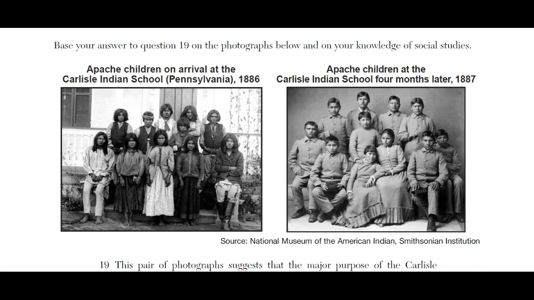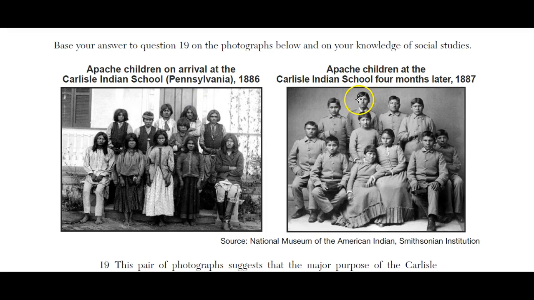19. Apache children on arrival at Carlisle Indian School, Pennsylvania. The Carlisle Indian School is one of the famous Indian schools set up specifically for Native Americans. 1886. So we see them, and as you can see, they've got those really boss haircuts there, right? Long, shaggy, tribal style hair. This guy is dressed in something like Native American garb. Yeah, they look a little bit ragtag. This guy has the headband there, which was common for the Apache tribe in particular.